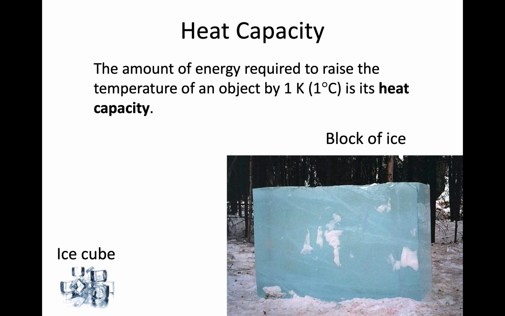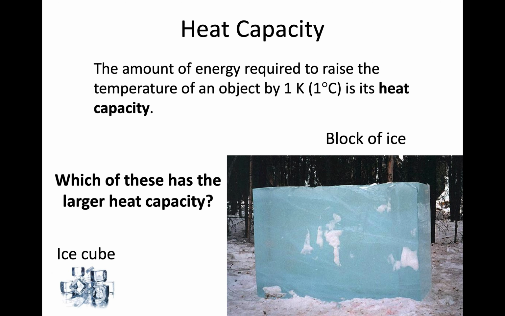So if I were to look at these two objects, small ice cubes, big block of ice, which of these would have the larger heat capacity? It's going to be the larger object. Yes, they're both H2O ice, but I've got a much bigger object. Heat capacity is saying the object in its entirety, you're trying to raise its temperature by 1 degree. So the size of the object, if I've got a bigger object, probably has a larger heat capacity.